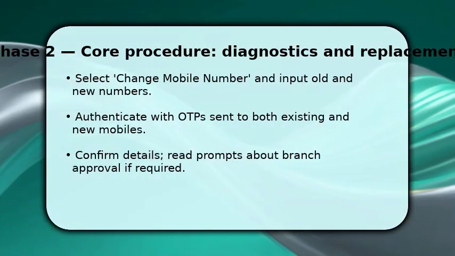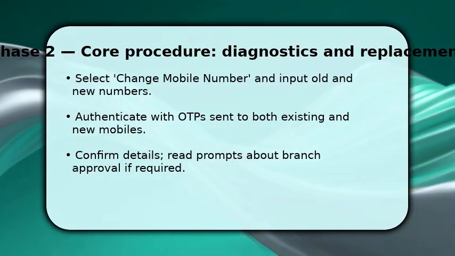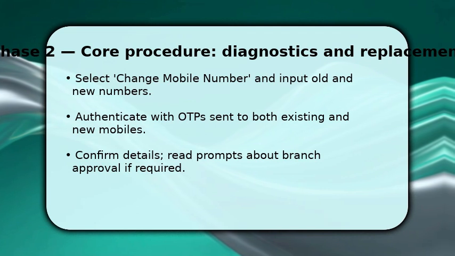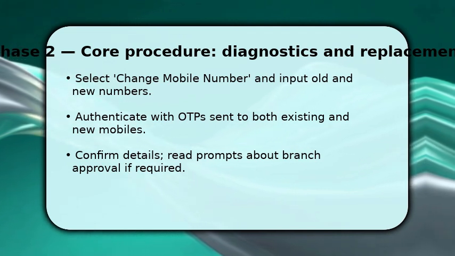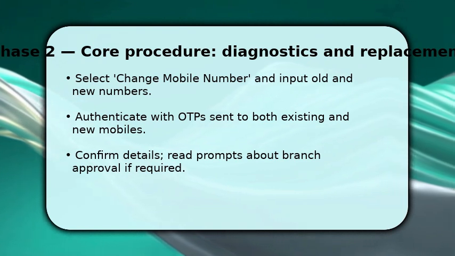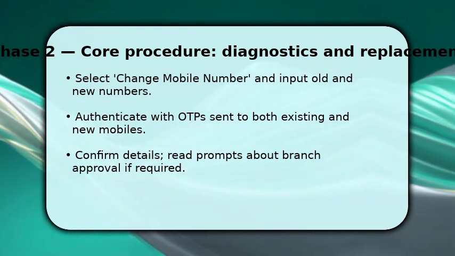You will now enter both your current and new mobile numbers where prompted. The system often sends an OTP to the old number first. This prevents unauthorized changes. After that, the bank sends a second OTP to the new number for verification. Input each OTP carefully and press Confirm.